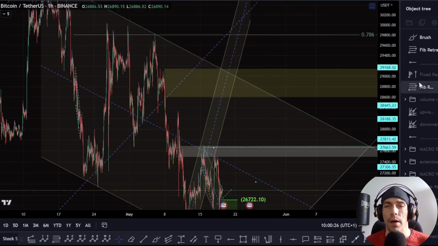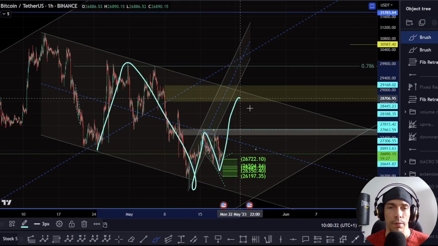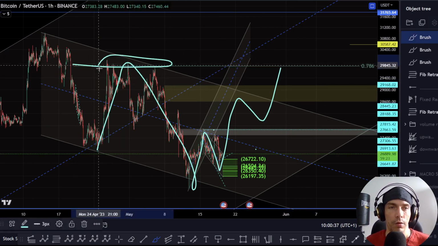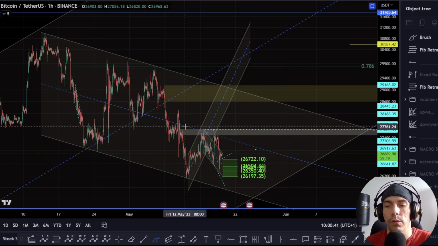If we do move up higher here and we get a bigger move to the upside where this is a 5-wave move, what we could actually see is a flat correction that comes back and looks to target out this higher range of the 786. So these are the things I'm looking out for.